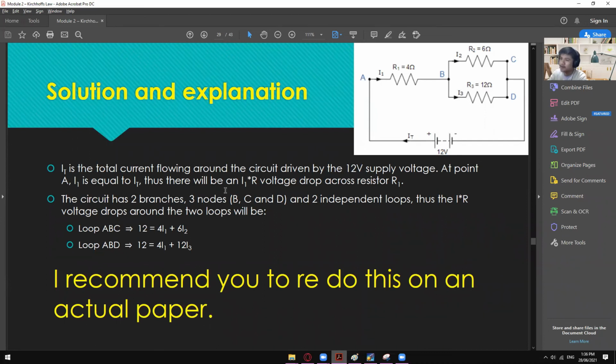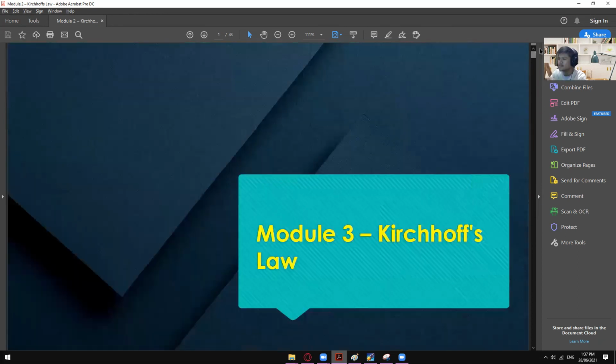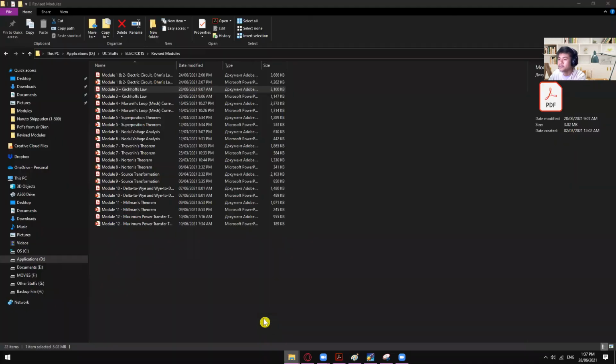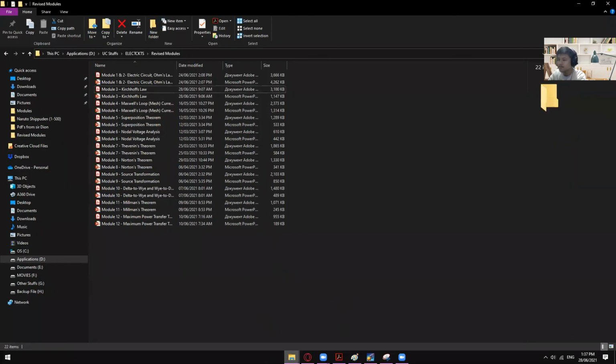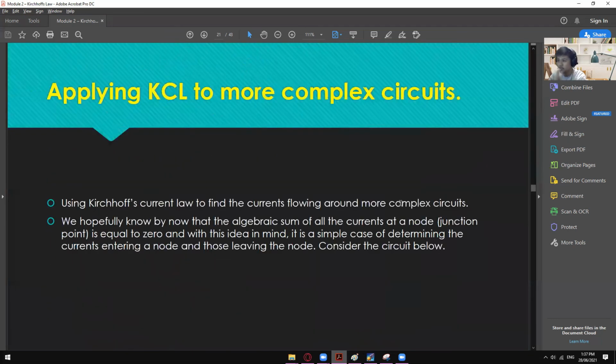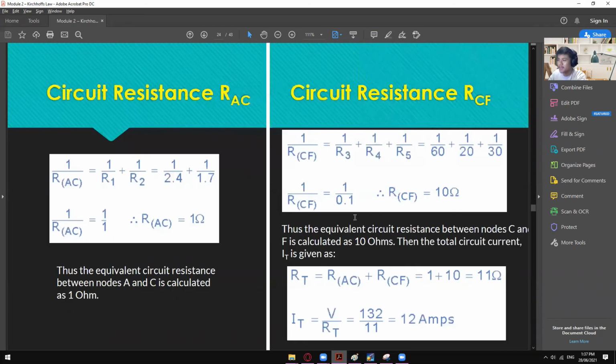So I think we cannot finish the fourth module already, since this is module number 1 and 2. My bad. This one was supposed to be module number 3. Yeah, that's correct. Anyway, this one is module 3. And then the next one is module 4.